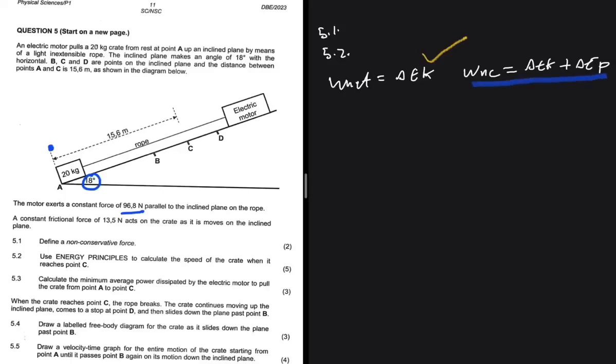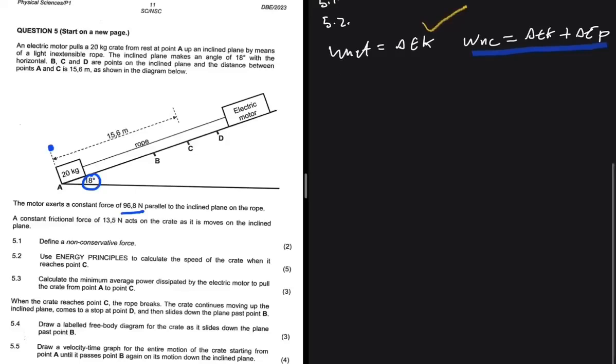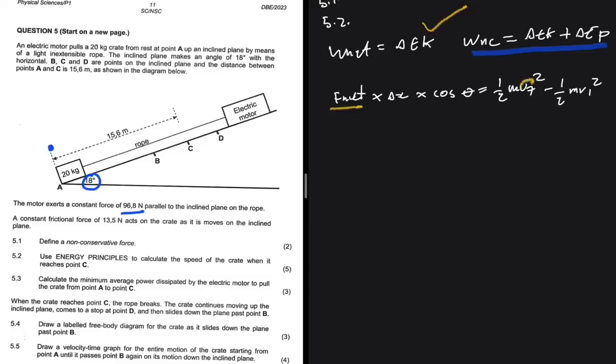If we use that formula, we get F net multiplied by delta x multiplied by cos theta equals half m Vf squared minus half m Vi squared. Now we can find F net so that we can ultimately find Vf. So how can we find F net?